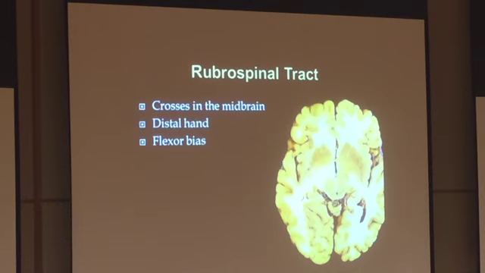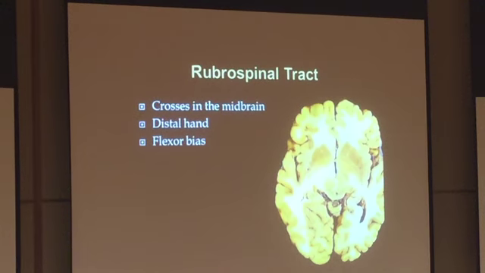Okay, it turns out that the rubrospinal tract, again, the name kind of tells you what it does. It's going to the spinal cord, and it serves very much the same function as the corticospinal tract. It does pretty much the same thing. So it crosses, it has much more interest in the upper extremity, and also has a flexor bias.